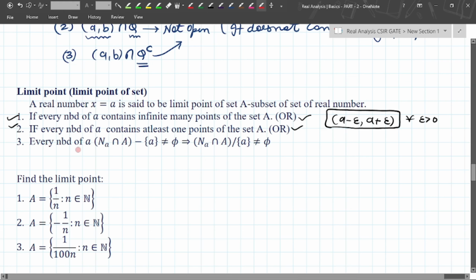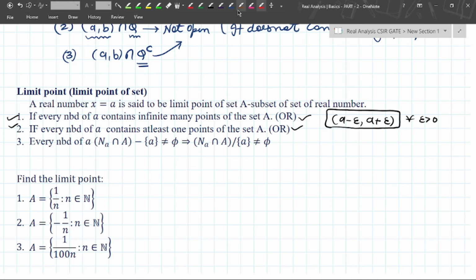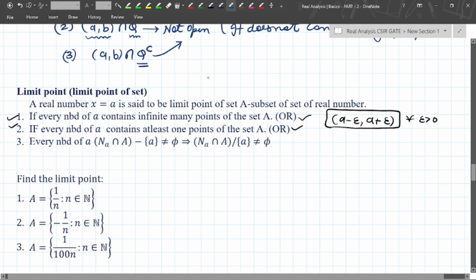Another thing, the third point, is the same thing. Every neighborhood of x, which we represent like this, N(x), is the neighborhood of x. Its intersection with A, other than the element x itself, should not be empty. It means if I take the intersection of the neighborhood with A, other than that element, there must be at least one element. It should not be phi, it should not be the empty set. So this is the definition of a limit point.